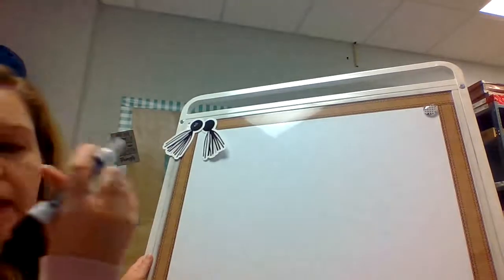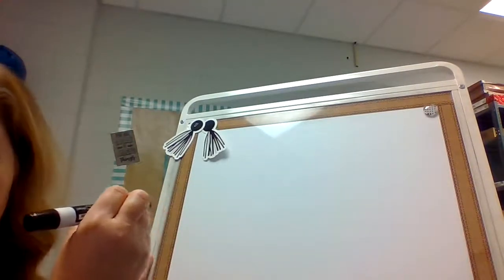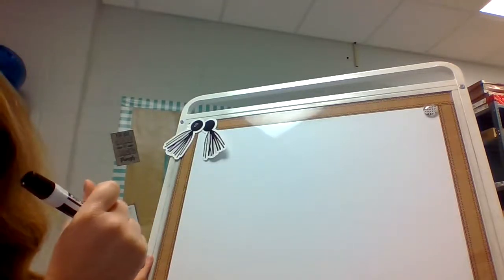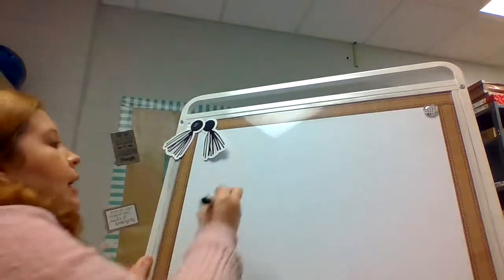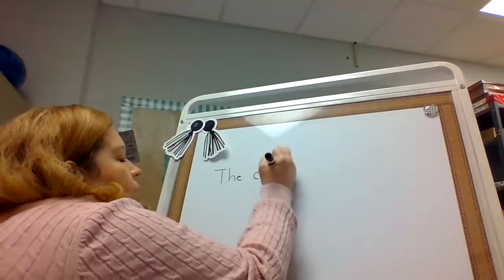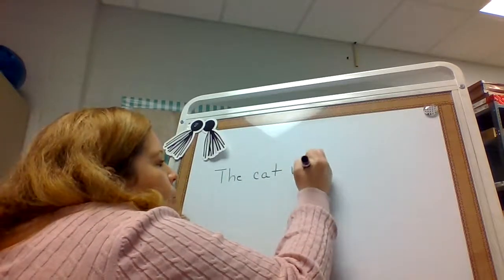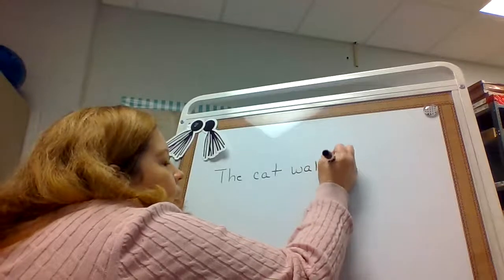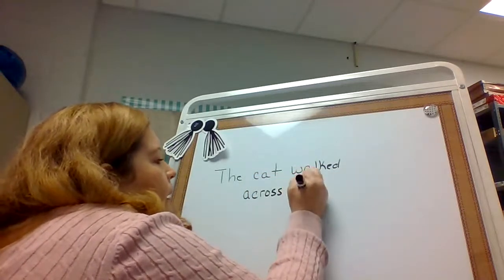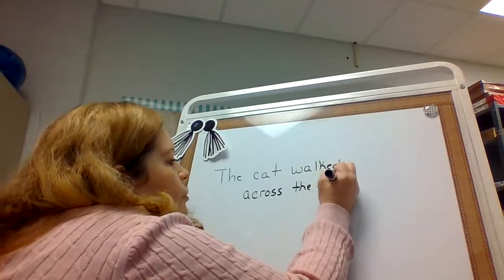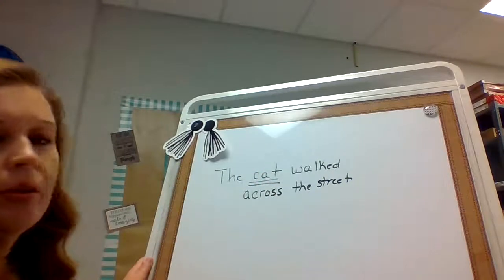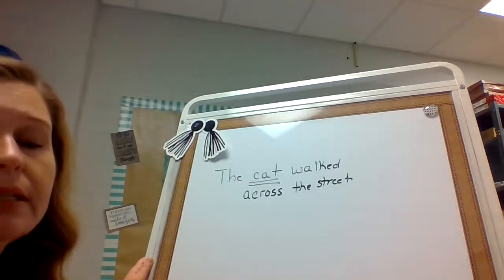So if I'm looking at a sentence, the cat walked across the street. Who walked across the street? That would be the cat. Okay. So that is a person, place, or thing.